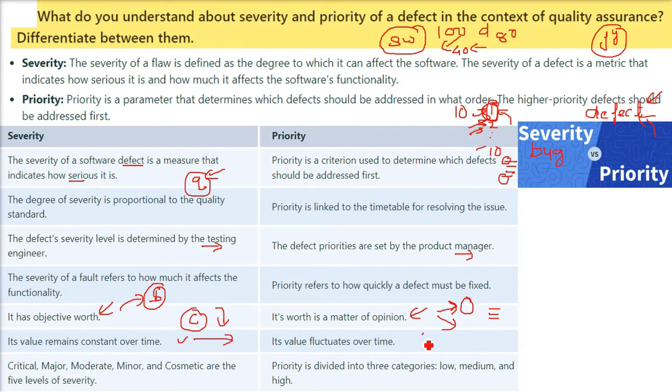So severity always remains constant. But priority changes. If the user wants that the 10th number has to be done first, it will be done first. It depends on the way the software or function is working. The severity can be critical, major, moderate, minor, cosmetic. Let me tell again about the priority: low, medium, high.